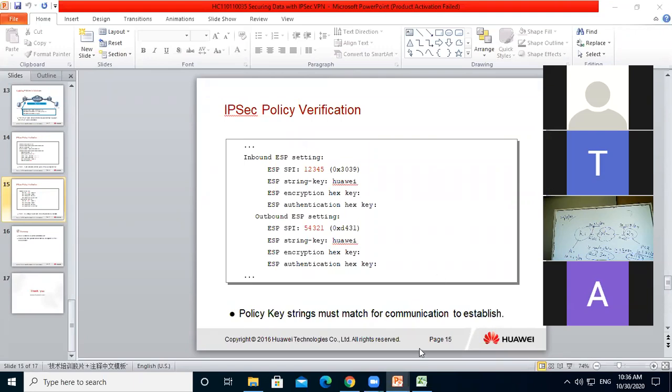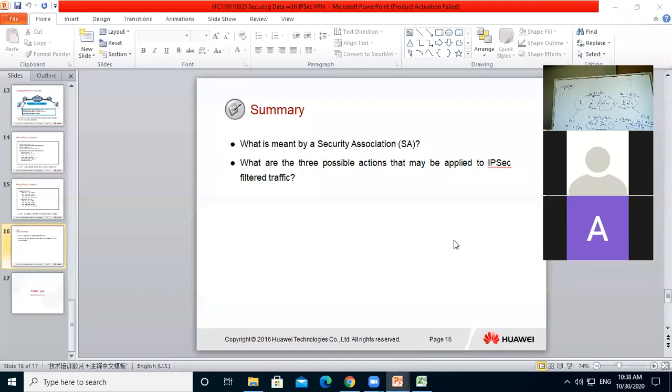So the question is: what is meant by a security association? A security association can be understood as a unidirectional connection, or a management construct that defines the services used to negotiate the connection establishment. The connection relies on matching security associations in both directions, in order to successfully establish secure bidirectional communication. This is the first question's answer, and now I will tell you the second question's answer. What are the three possible actions that may be applied?